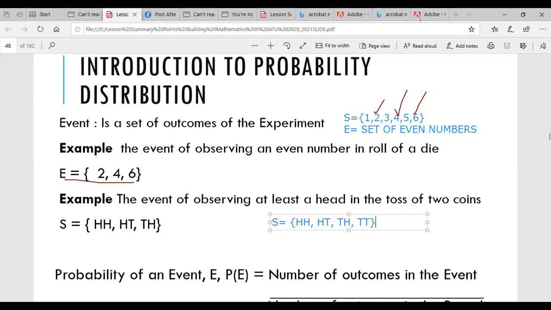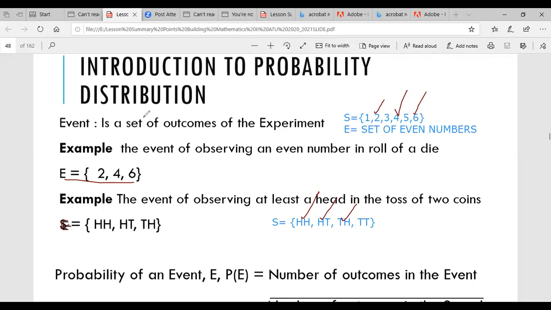If we are looking at at least one head, that means a minimum of one head. There is one head here, one head here, and one head here, and there are even two heads over here. So if we want the event of at least one head, then E equals head-head, head-tail, or tail-head. Good.